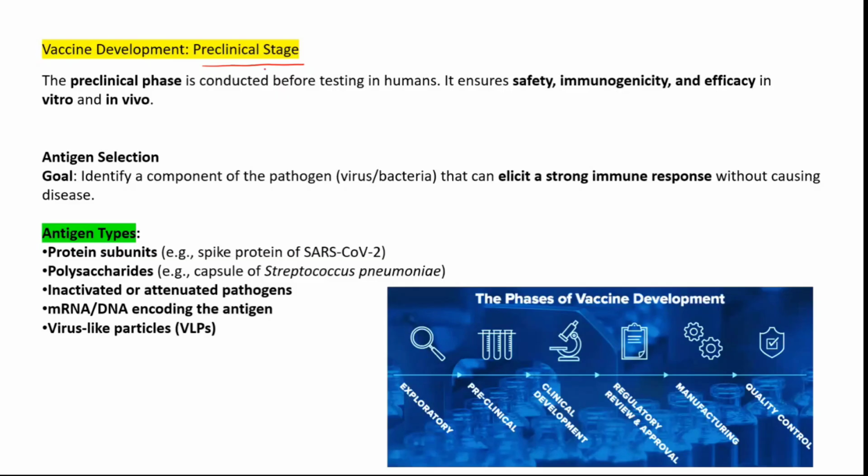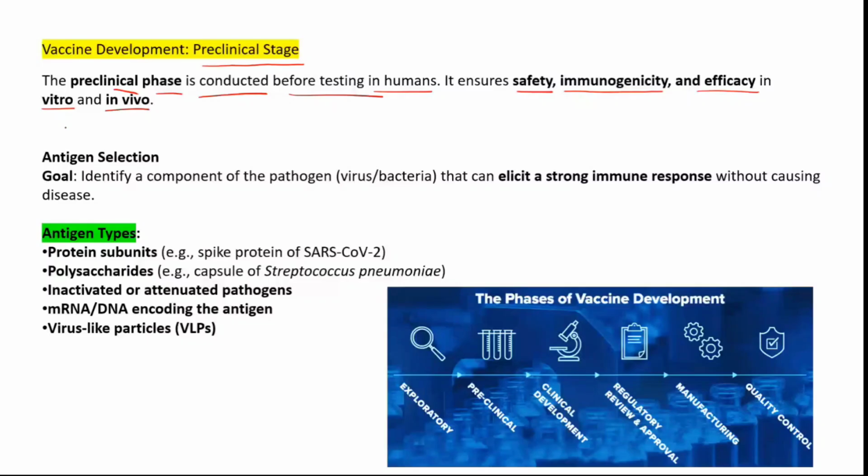The preclinical phase is conducted before testing in humans. So we always have the terms preclinical and clinical. When you are talking about clinical, it means it has already gone through animal studies and has been found safe, so it can be given to human subjects. So we are studying the preclinical stage first. It will ensure the safety, immunogenicity, and efficacy in vitro and in vivo. Of course, the first time we do the experiment, we go for in vitro, or in vivo and then in vitro, cell lines, etc.